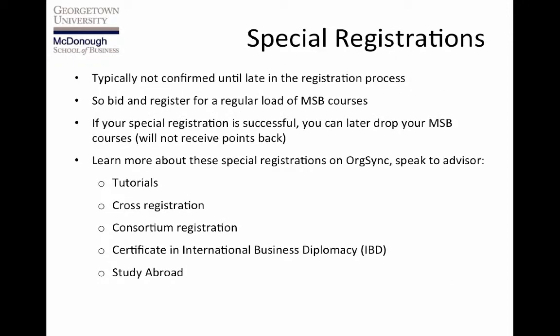Special registrations. These are courses such as tutorials, cross-registration, and other programs and certificates around Georgetown. Most special registration courses are not confirmed until much later in the process. So it's important for you to get a full MSB schedule here during bidding. And then if you end up doing a special registration course of any kind, you can drop your regular MSB electives or ILEs later, and then be registered for the special registration course. You should talk to your advisor with more questions about the special registration process.